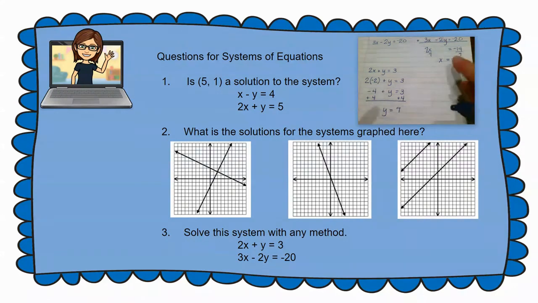Now I know what x is and I know what y is. So I've got my solution, (-2, 7). I want you to notice that I wrote it in alphabetical order, x and then y, to give my final answer.